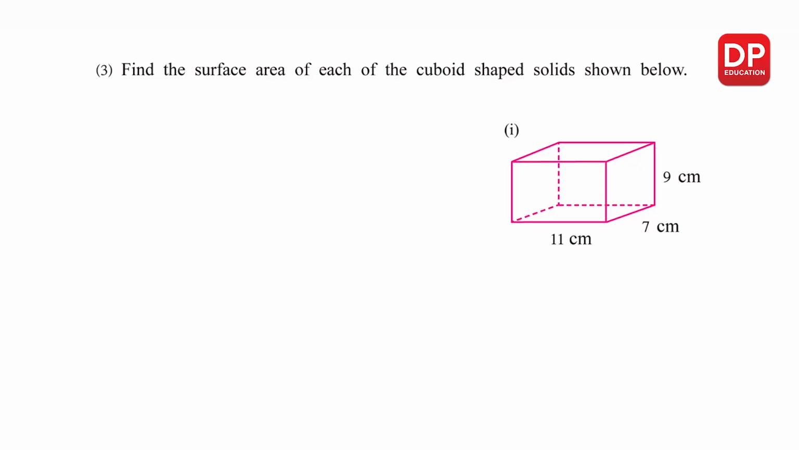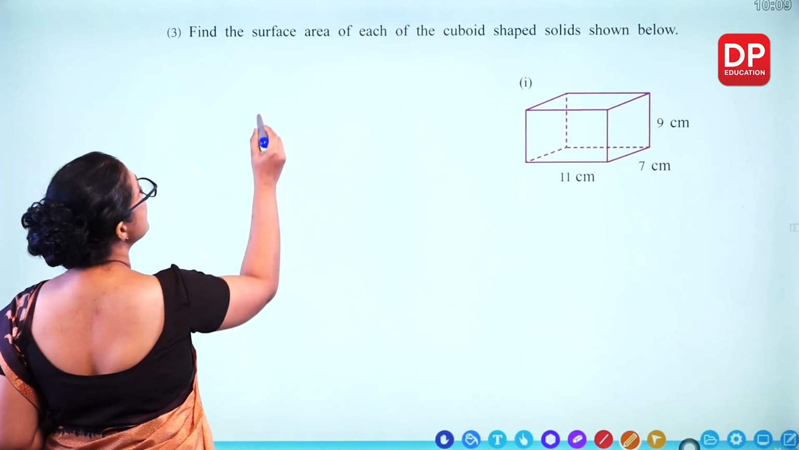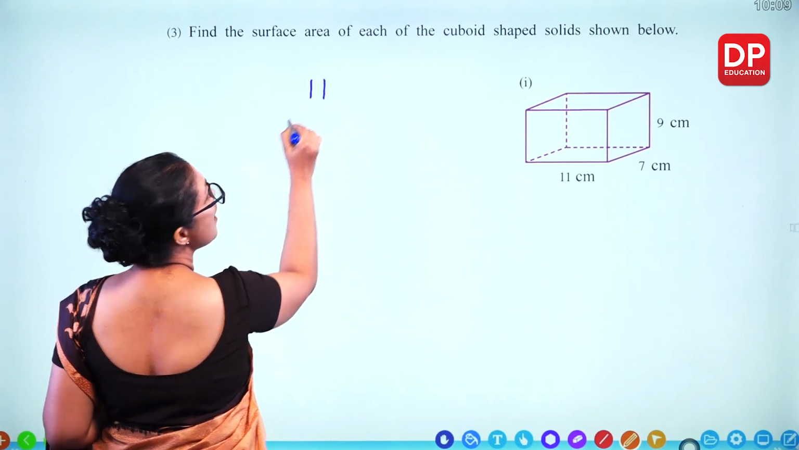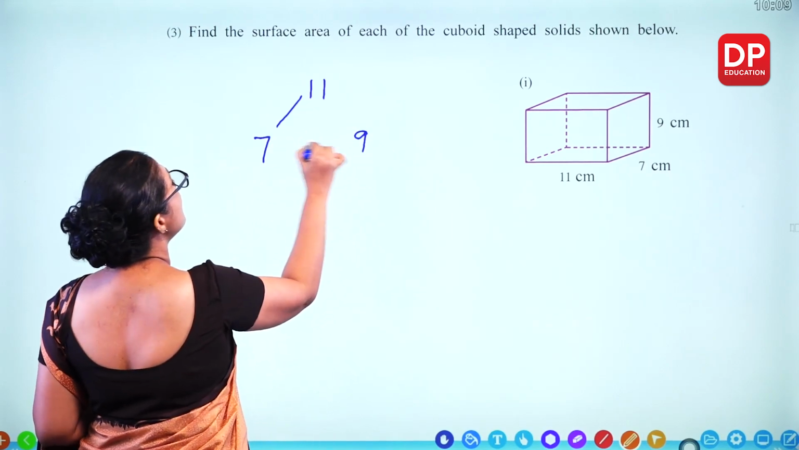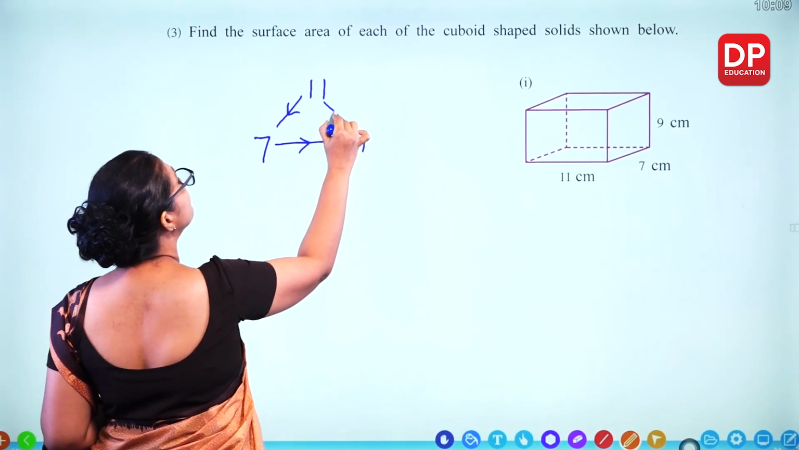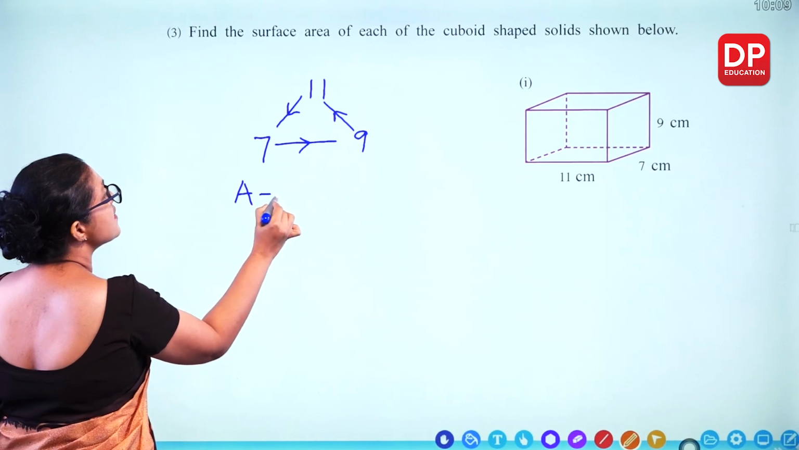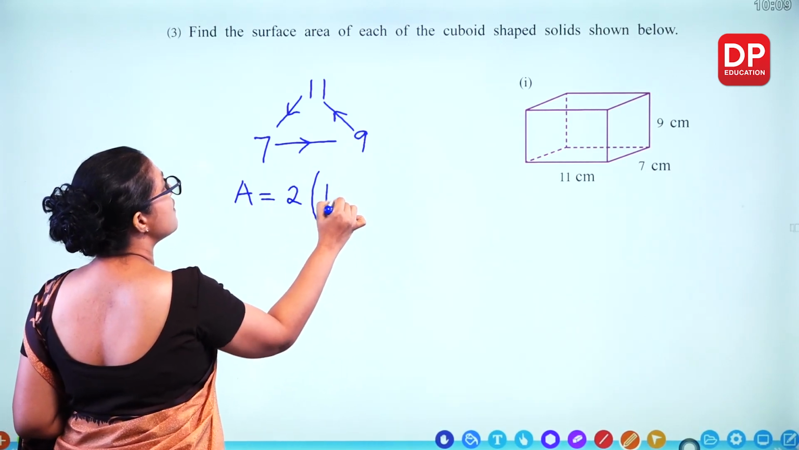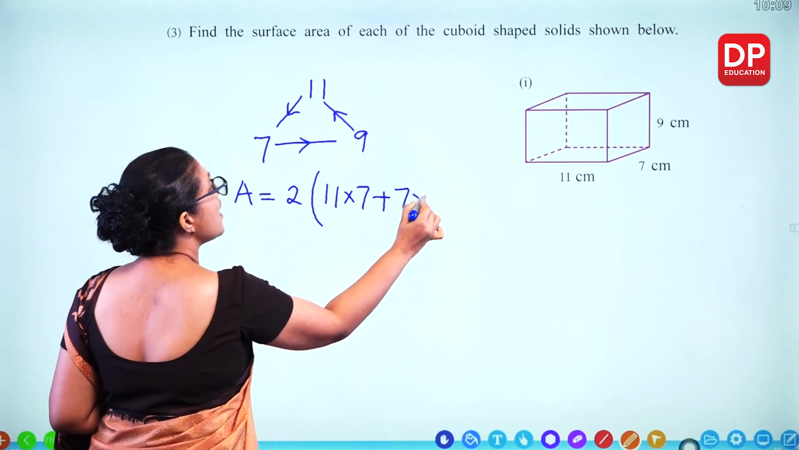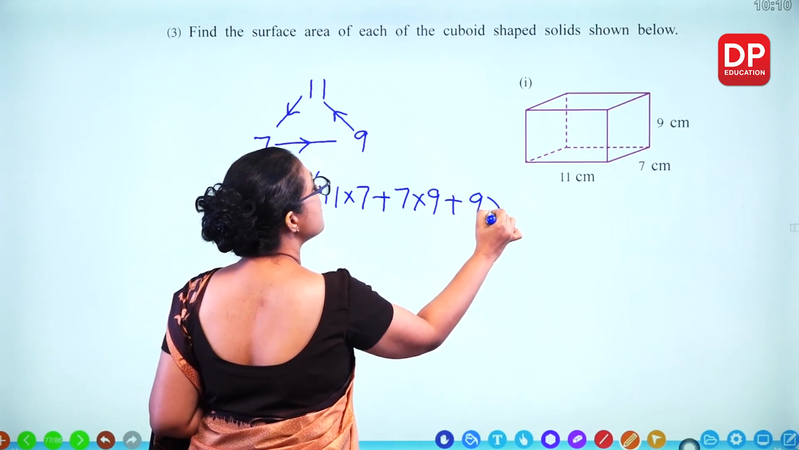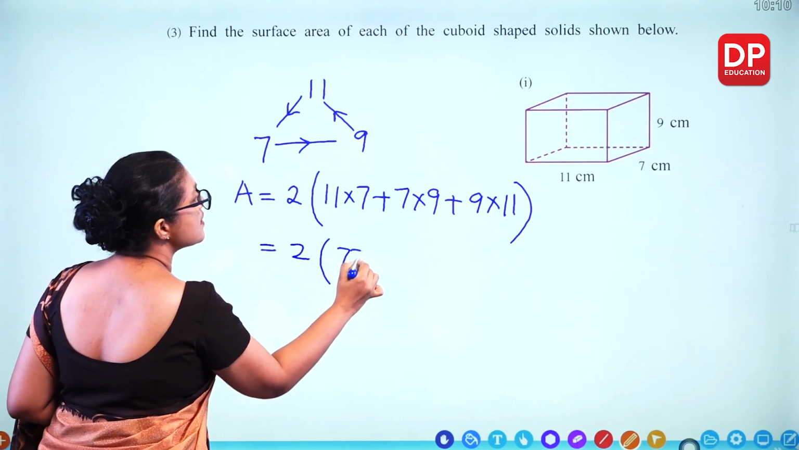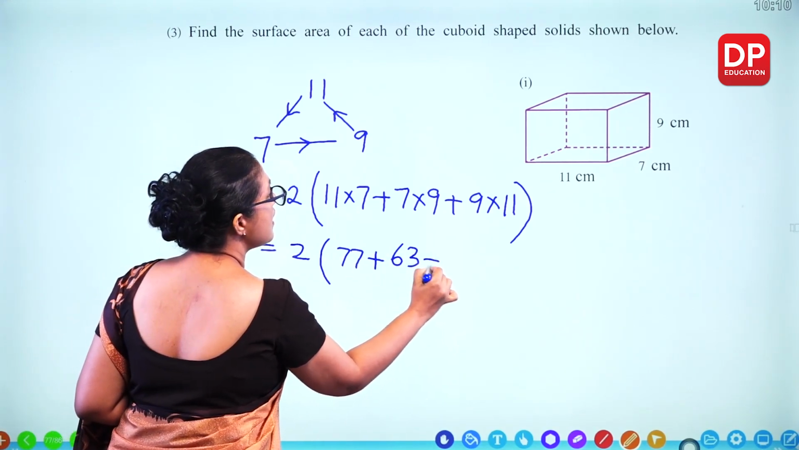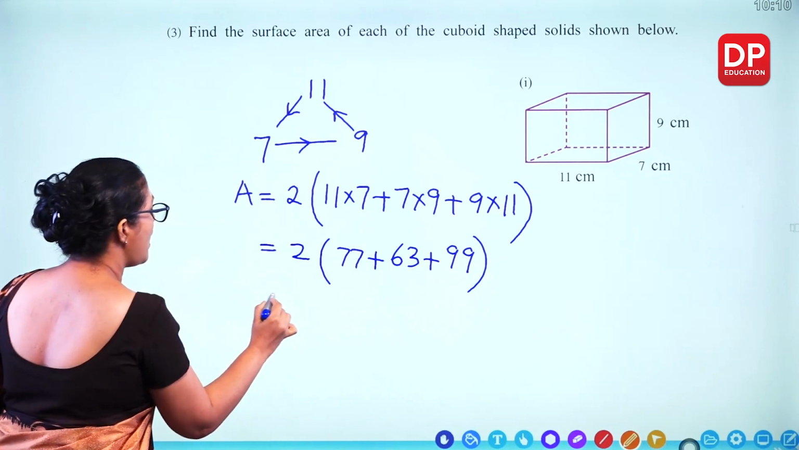Find the surface area of each of the cuboid shaped solids shown below. So this is a cuboid. So this is the method. You write all the values in a triangle: 11, 7 and 9. And then you multiply in order. So surface area is 2 times 11 times 7, 7 times 9 plus 9 times 11. Write in order and then multiply: 77, 63 and 99.